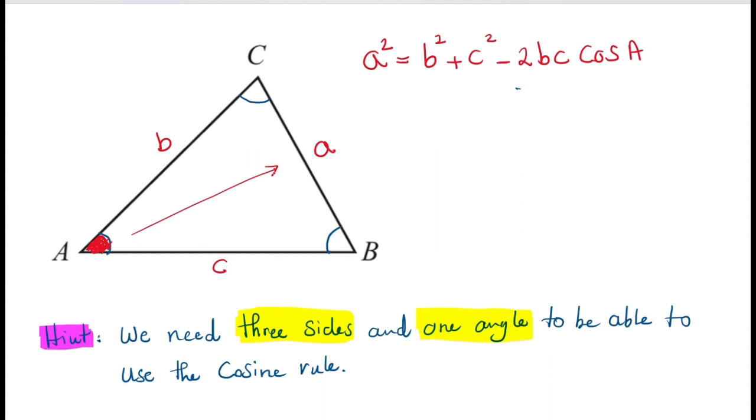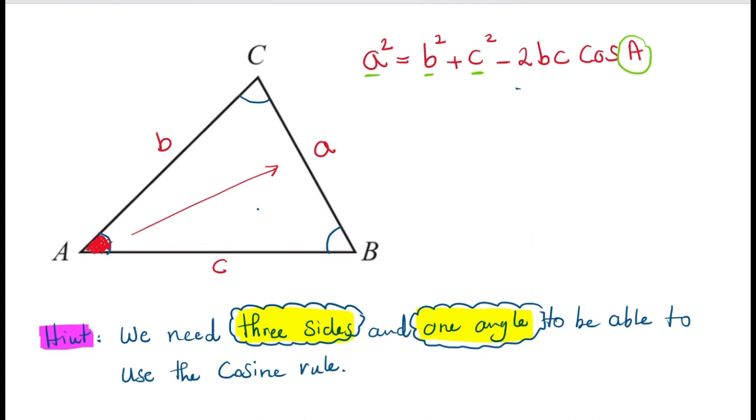Now, we want to know how to recognize in a given question if we can use the cosine rule. So as we can see here, we need to have one side, two sides, three sides, and one angle. So the hint that we need to remember is that we need three sides and one angle in order to be able to use the cosine rule.